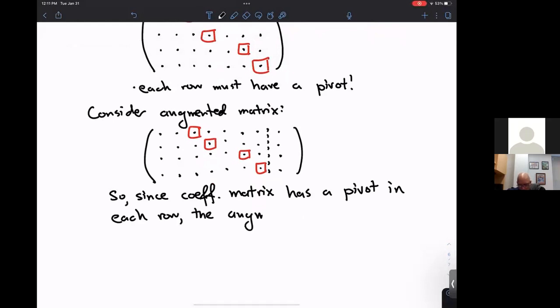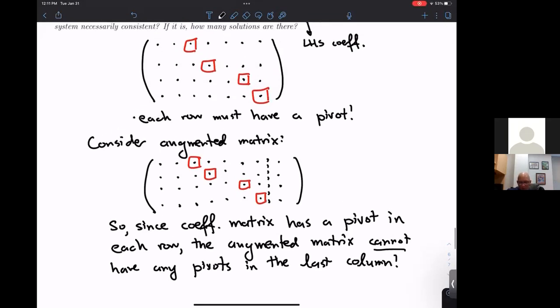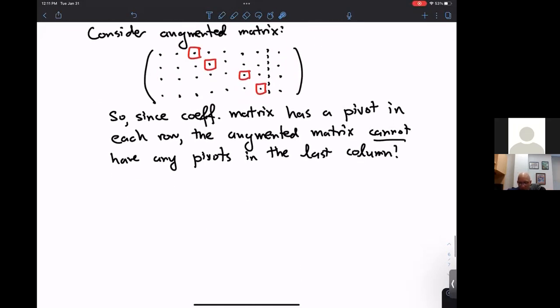the augmented matrix cannot have any pivots in the last column. I hope it's clear from comparing the coefficient matrix and the augmented matrix that there are no other rows where the pivots could be, right? If there were a pivot in that last column, that would mean I couldn't have had 4 in the coefficient part. And that's enough for us to understand that this must be consistent.